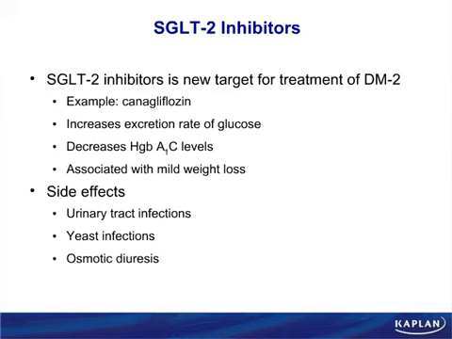This inhibits this carrier, and this leads to an increase in the excretion rate of glucose, and that leads to a decrease in your hemoglobin A1C. And there's some weight loss with this drug. I'm sure you can imagine the big side effect is urinary tract infections and yeast infections and osmotic diuresis. So these carriers are now drug targets for type 2 diabetes, so therefore they will be tested more and more commonly on the exams.